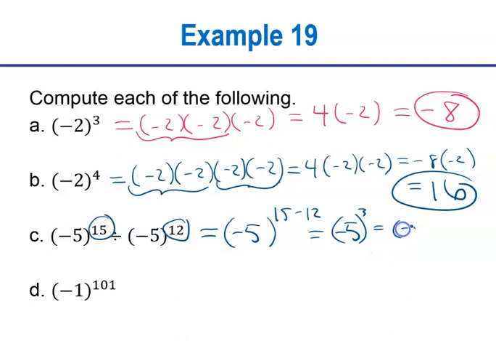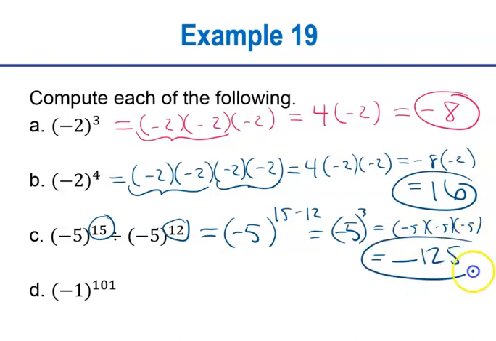which is negative 5 times negative 5 times negative 5. We know that's to an odd power, so the answer is negative. 5 times 5 is 25, times another 5 is 125.